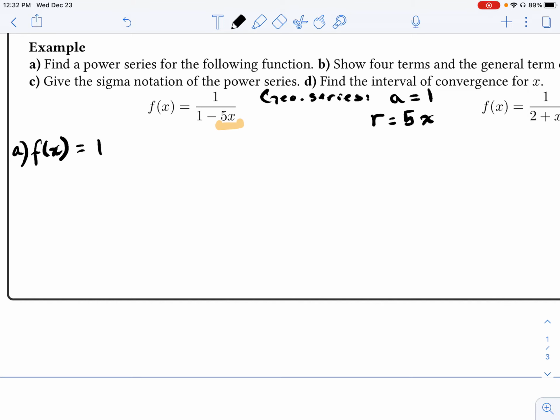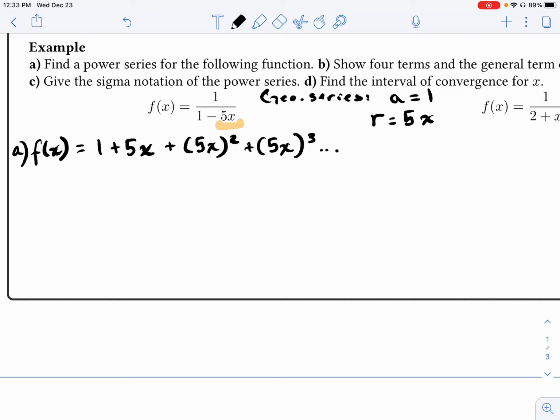The first term, 1, and then multiply every term by the common ratio, plus 5x, plus 5x, being careful with our parentheses, squared, plus 5x cubed, and so on, okay? And actually, I've kind of jumped to part B already. I've shown the first 4 terms of the power series.